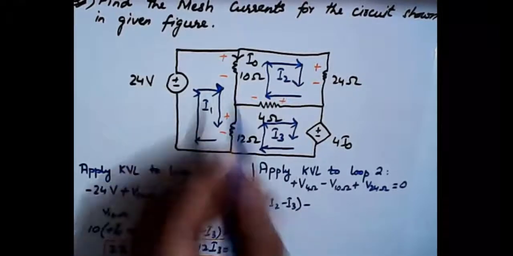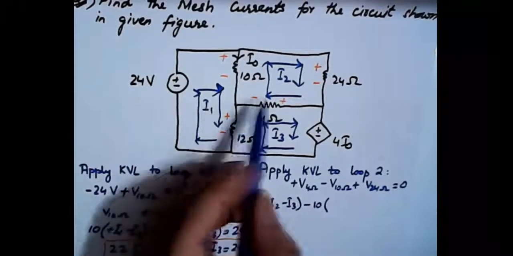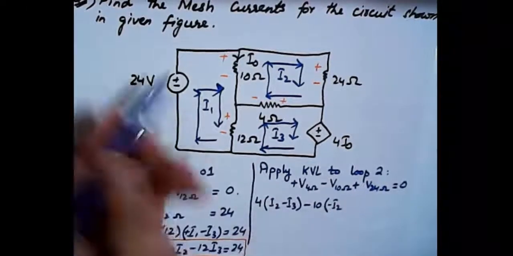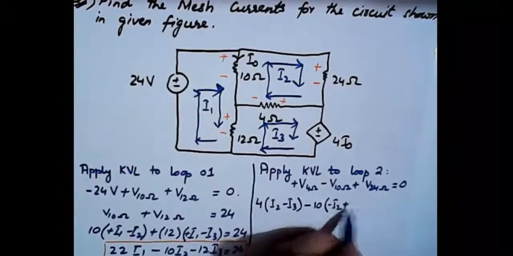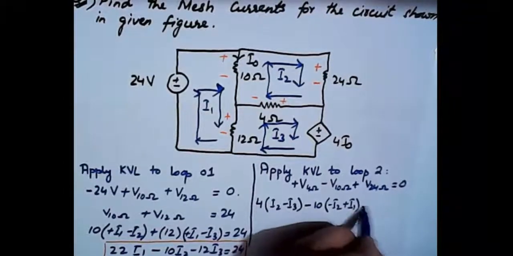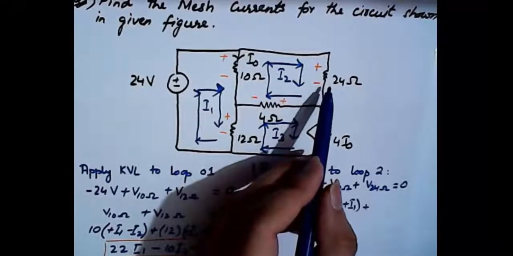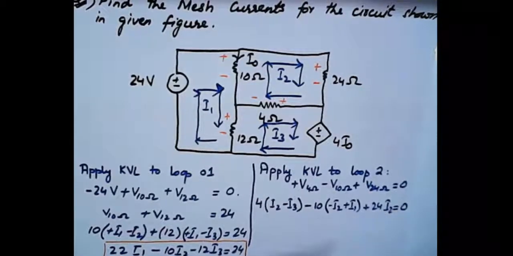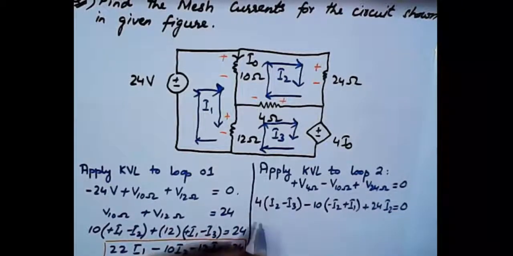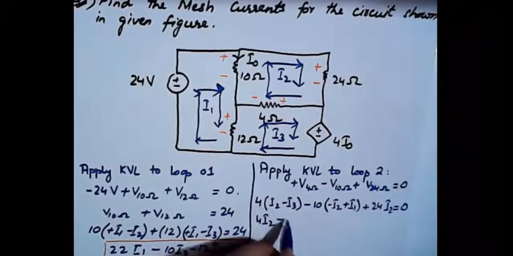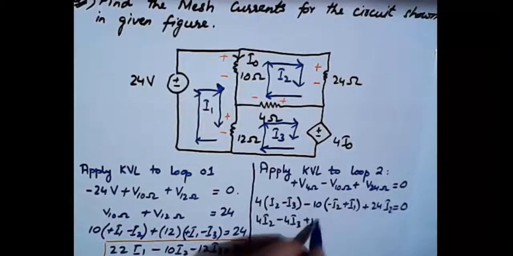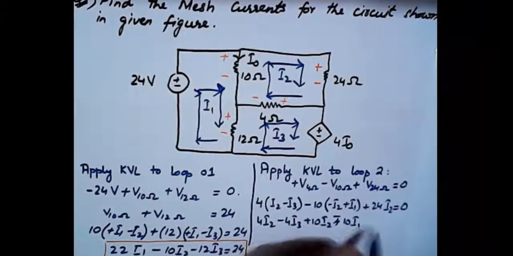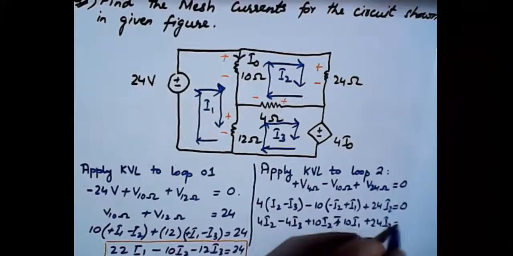Minus V 10 ohm will be 10 times, I2 is entering from the negative terminal, so it will be minus I2, and I1 is entering from the positive terminal, so it will be plus I1. Similarly, 24 ohms is not a part of any other loop, so it will be simply 24 I2 is equal to 0, or you can write 4 I2 minus 4 I3 plus 10 I2 minus 10 I1 plus 24 I2 is equal to 0, right?